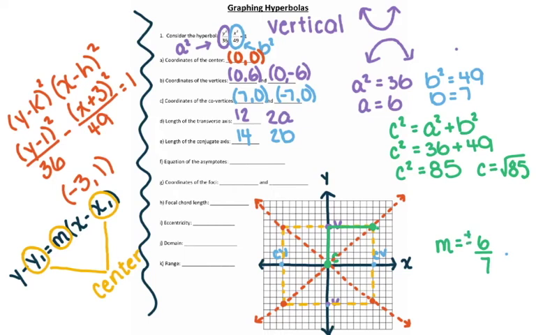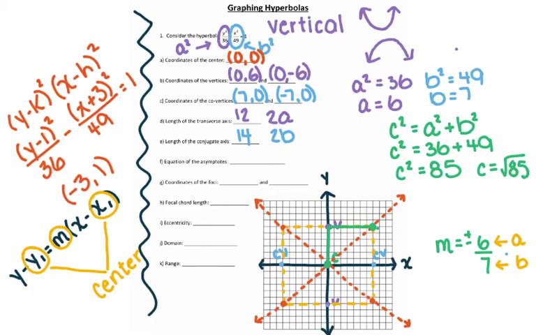Now you might notice that the 6 was actually our A value, and the 7 was our B value. Whenever you have a vertical hyperbola like this, in order to get the slope, it's always going to be plus or minus A over B. So if you want to remember it, you can. I personally just get it right from the picture. With a horizontal hyperbola, it's just going to be flipped. It's going to be B over A. But you really just need to get it from the picture.